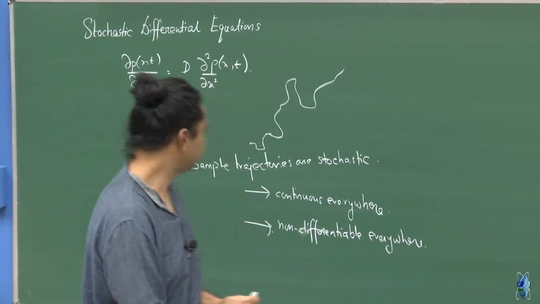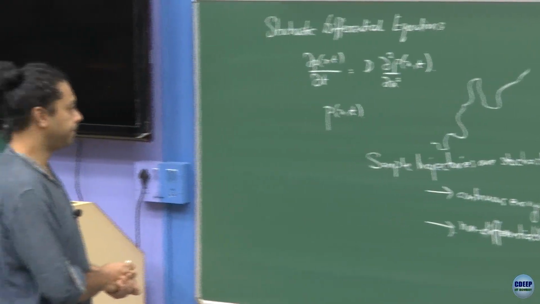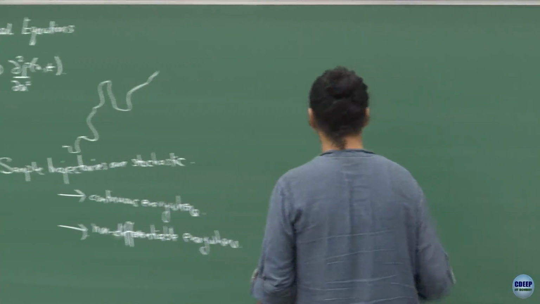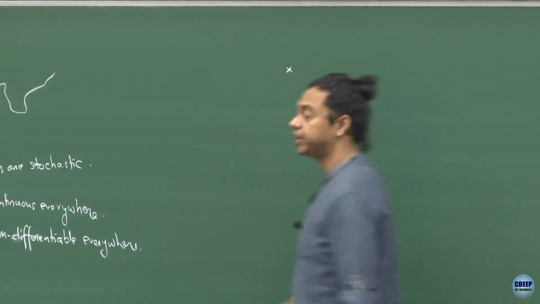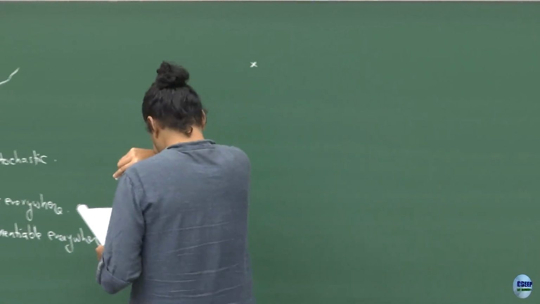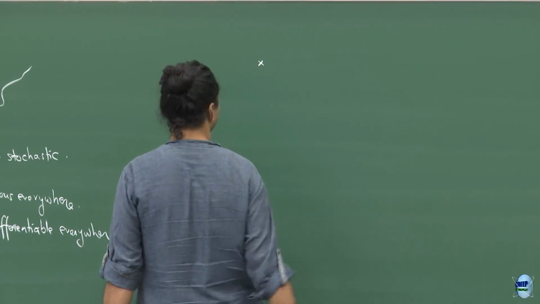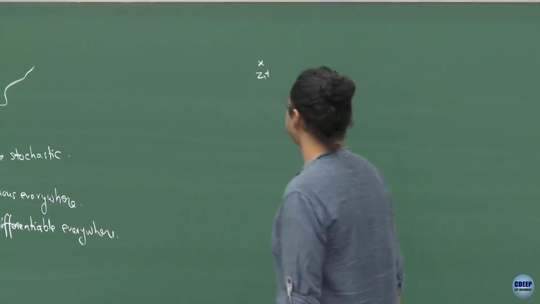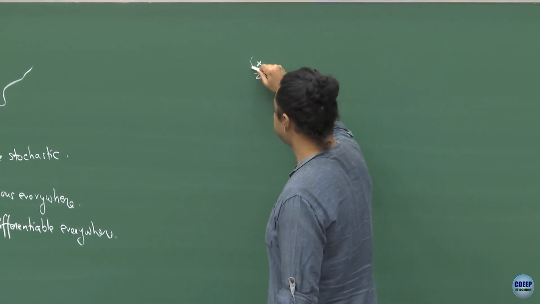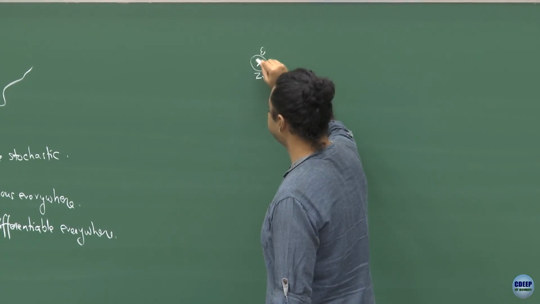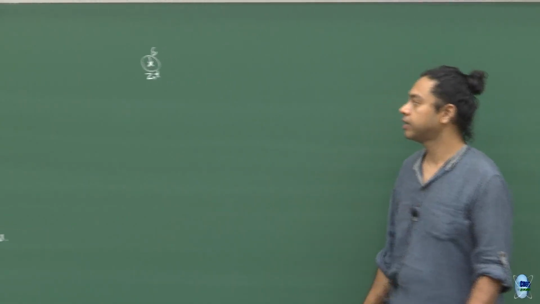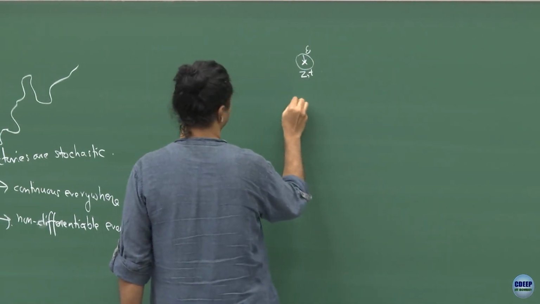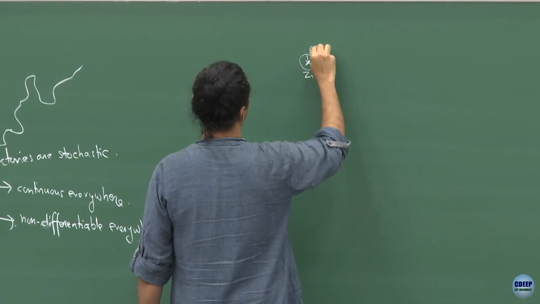So, let us calculate a few things. Let us first calculate this probability. Let us say here is my random walker at some location z at some time t, and I want to ask what is the probability that it escapes some region of size epsilon around it in time delta t. Okay.